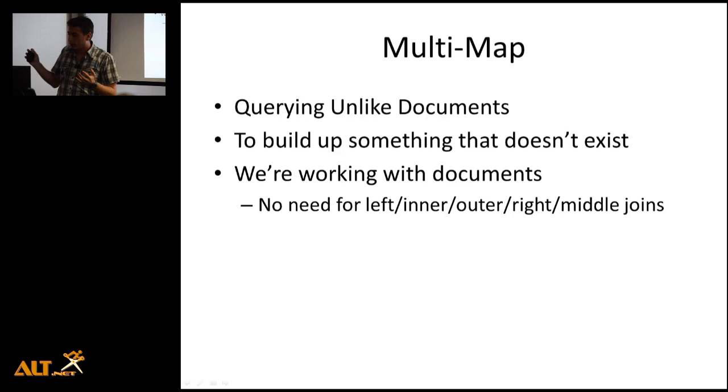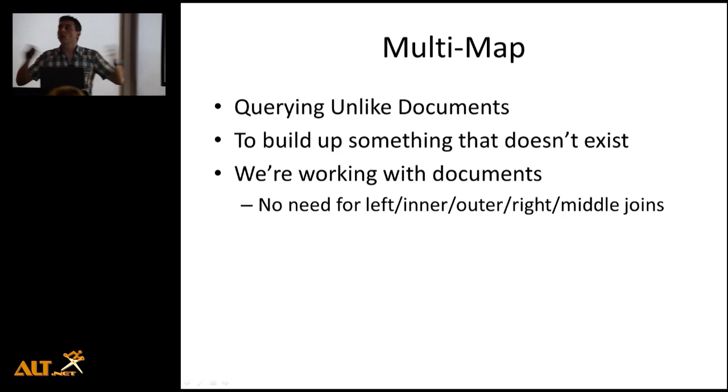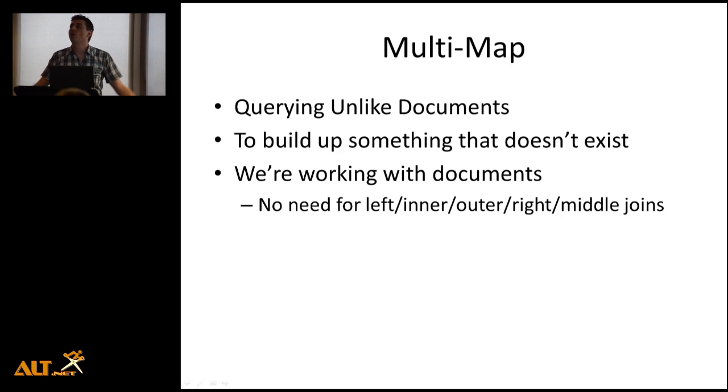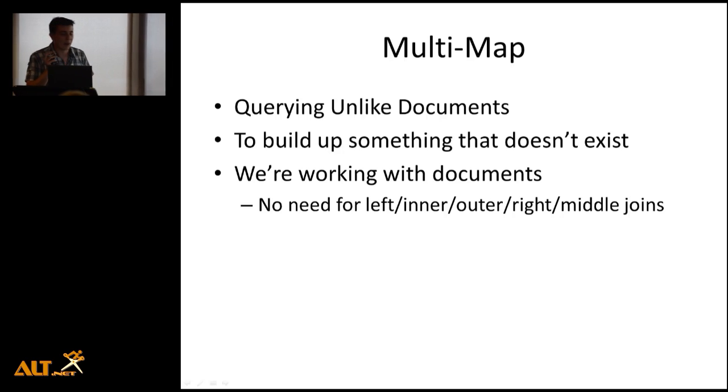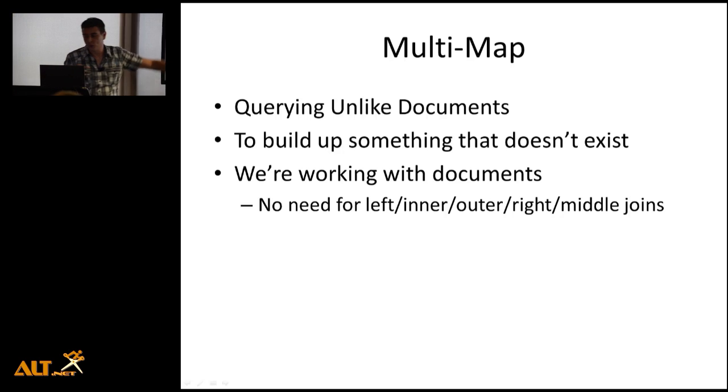The next part of indexes is multi-map. You're not limited to mapping documents of the same type. The way you would do this in a relational database like SQL, you would use unions. Who's ever used a union to join non-same types of things? Was it fun? All right. There's a better way. So, no need for all those types of joins.